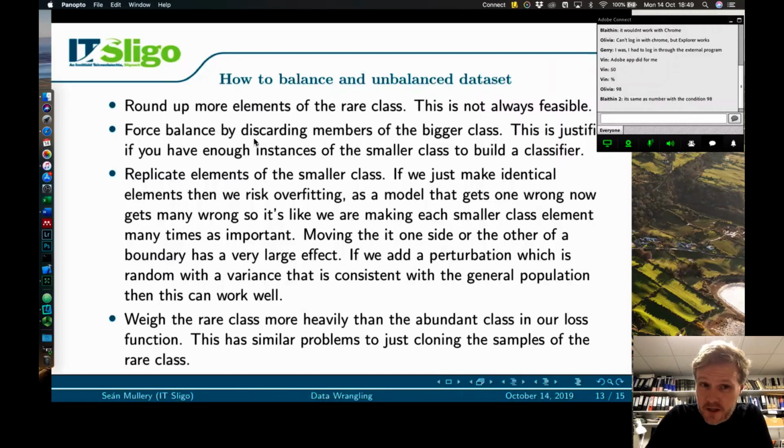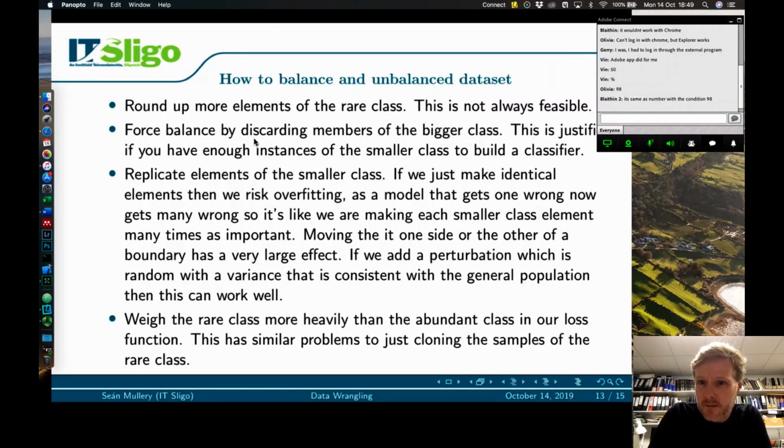This is justified if you have enough instances of the smaller class that when you have double that size, you have enough to build a reasonable classifier. If you don't, this is probably not a solution. The other thing you can do is replicate elements of the smaller class.